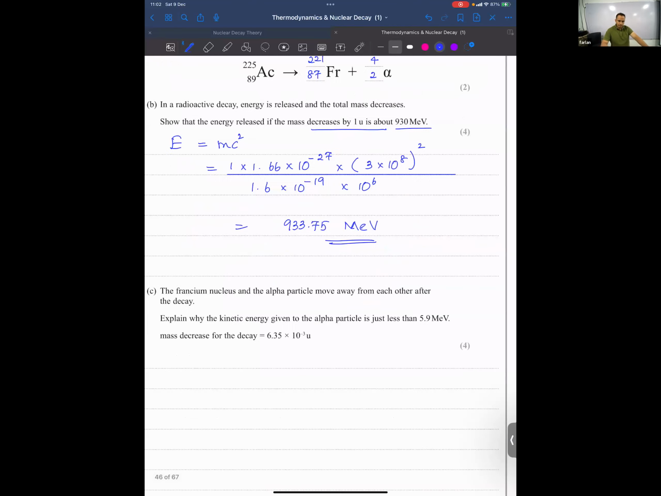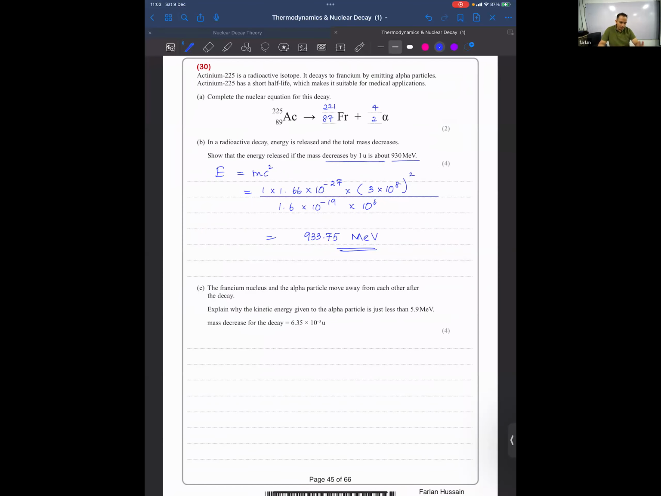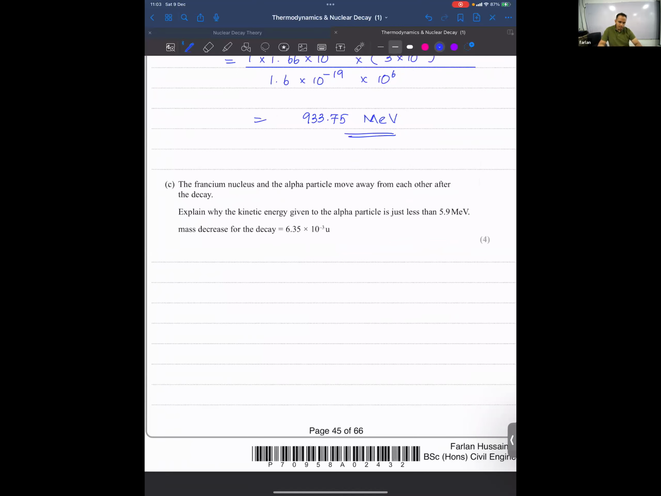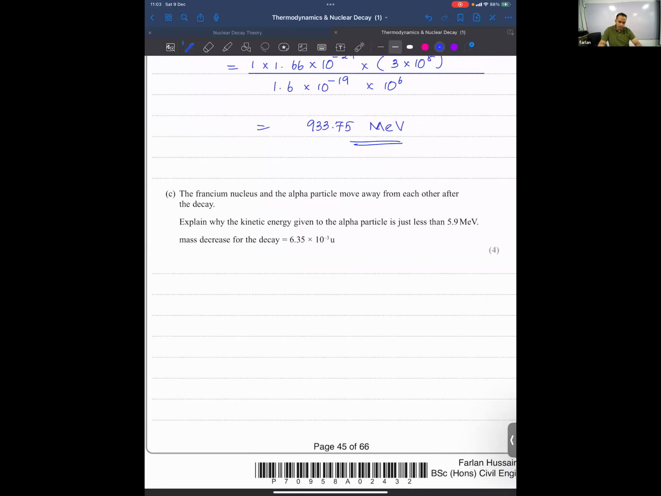Part C, the francium nucleus and the alpha particle move away from each other after the decay. Now, the actinium converts to a francium, it decays, and an alpha particle is emitted. So they are saying the francium nucleus and the alpha particle move away from each other after the decay. Explain why the kinetic energy given to the alpha particle is just less than 5.9 mega electron volts.